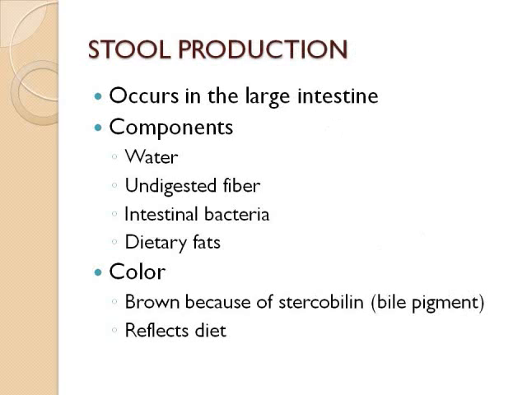Stool production occurs in the large intestine. Stool is made up of water, undigested fiber, intestinal bacteria, and dietary fats. It tends to be brown because of stercobilin, which is a bile pigment, but the color also reflects the diet.